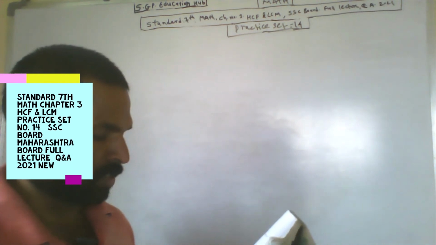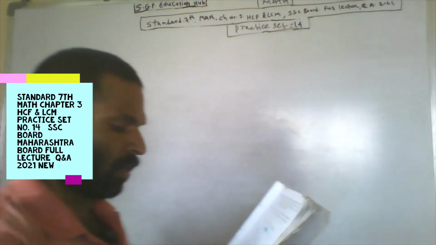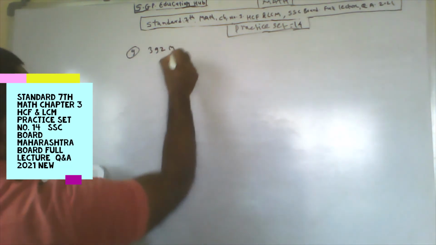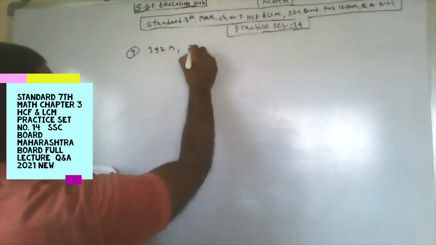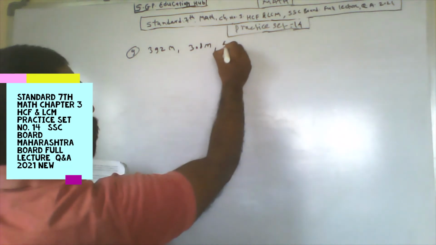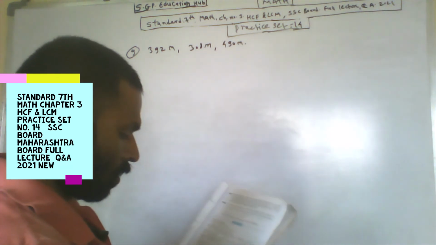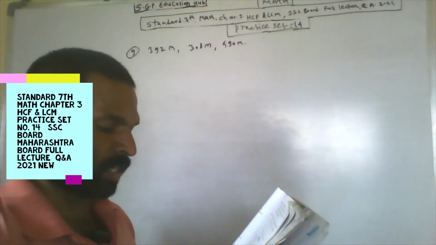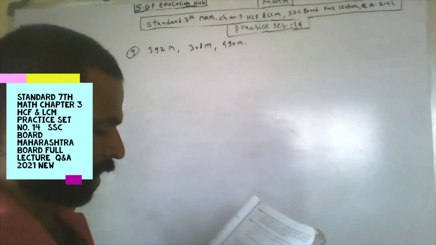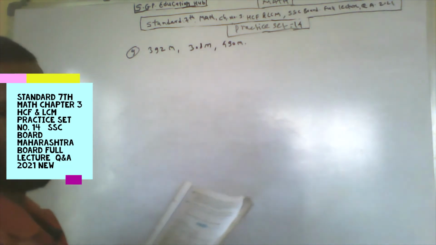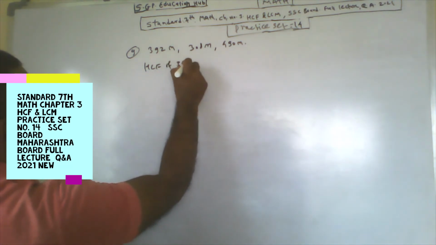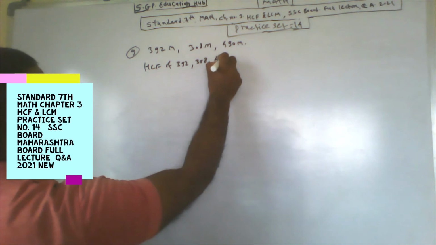Question number 8: a trader has 3 bundles of string, the first is 392 meter, the second is 308 meter, and the third is 490 meter. What is the greatest length of string that the bundles can be cut up into without any leftover? Okay, here we can use HCF, the HCF of 392, 308 and 490.